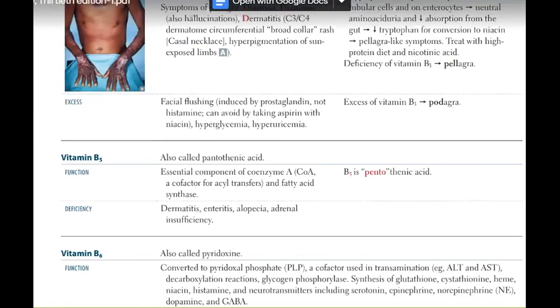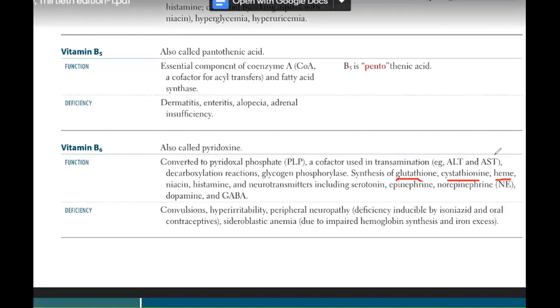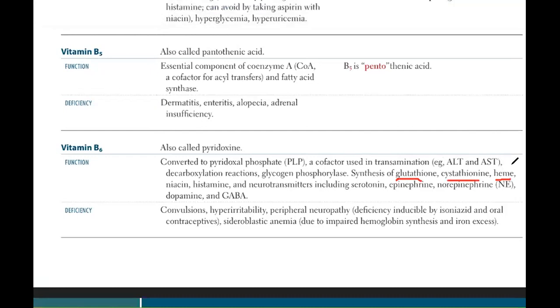So now you get the concept that B6 is important in the synthesis of glutathione, and cystathionine in a similar way is used in certain reactions, and then heme. One thing I just told you, the production of heme also requires B6, and then niacin, histamine, and neurotransmitters including serotonin, epinephrine, norepinephrine, dopamine and GABA.